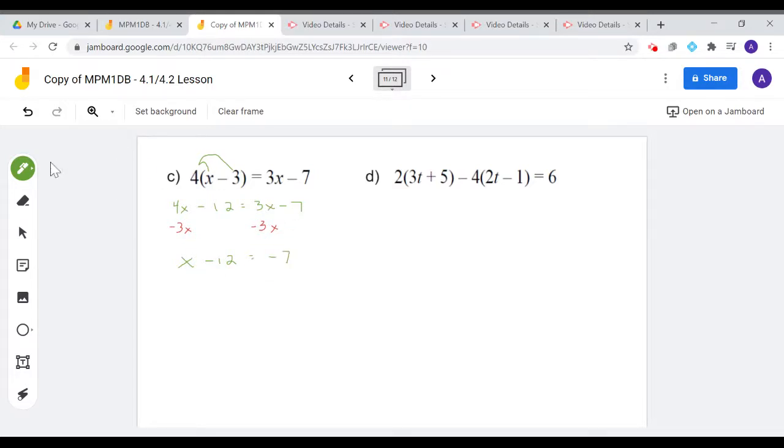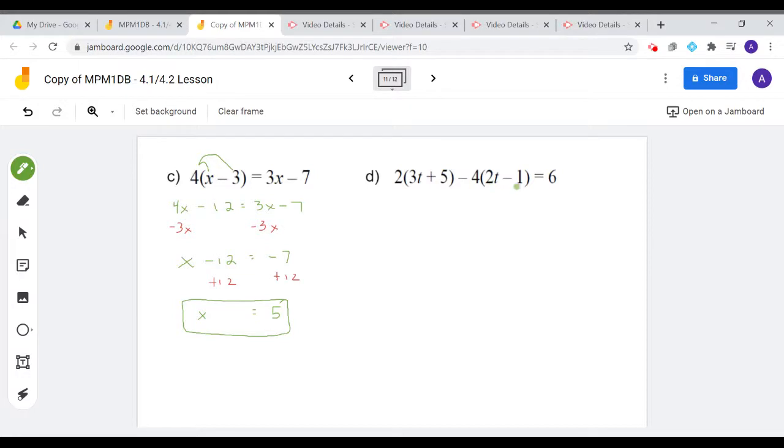Now, if I want to get x by itself, I need to get rid of this minus 12. Well, the opposite of subtracting 12 is adding 12. And if I add 12 to the left-hand side, I have to add 12 to the right-hand side too. So here I end up with x plus 0. I don't need to write that plus 0. And -7 plus 12, I end up with 5. So x equals 5. Wasn't as hard as it looked.